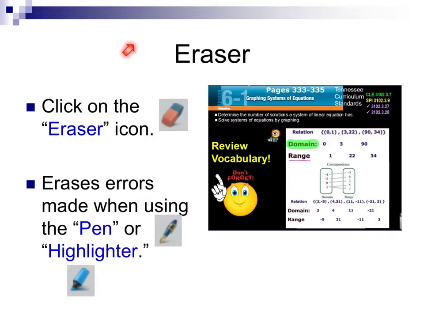What happens if you make a mistake? Of course, there's an eraser. You will click on the eraser icon. The eraser erases errors when you're using the pen or the highlighter only. And here I have highlighted domain, I've underlined range, and here I deleted some by just using my eraser.